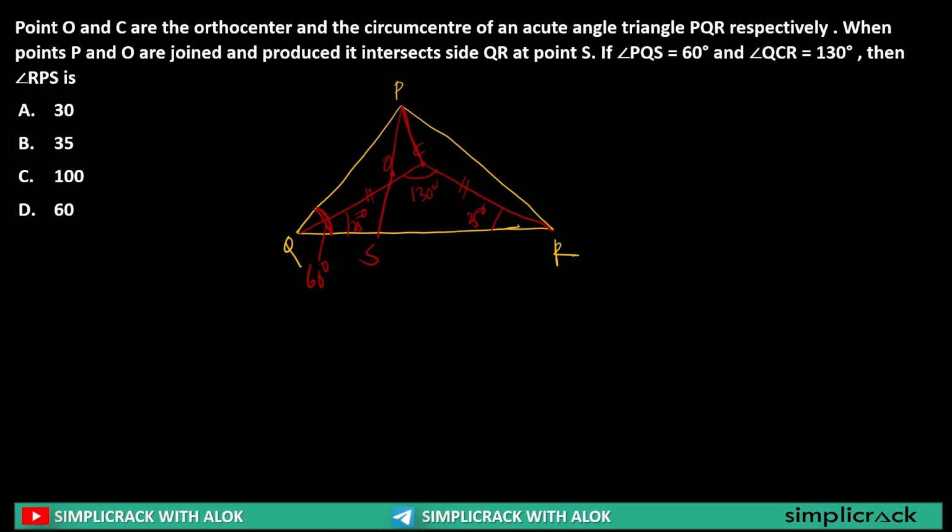Now, if this is a circumcenter and this whole angle is 60 degree, then PCR will be 120 degree. Now, if PCR is 120 degree and this is circumcenter, that means PC is equal to CR. So this angle is 30 degree and this angle is 30 degree. Clear, sir? Yes, sir, clear. Now in the triangle PSR, in this triangle, this angle is what? This angle is 55 degree.